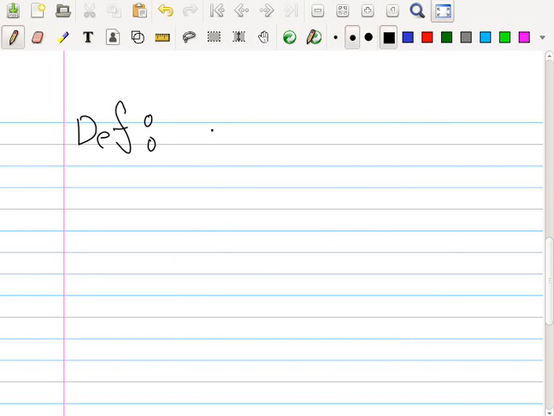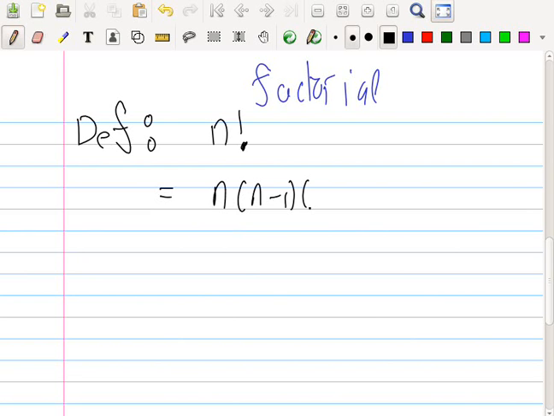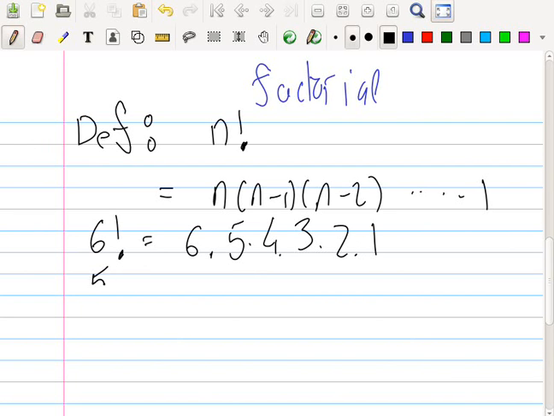Okay, so definition. Does anybody know this symbol here? Yes. Yeah, what's it called? No, after the symbol. Factorial. It's a number with an exclamation mark, and what it means is this: n times n minus 1 times n minus 2, all the way down to 1. Now, what does that mean as a number? Well, look here. 6 factorial will be 6 times 5 times 4 times 3 times 2 times 1.